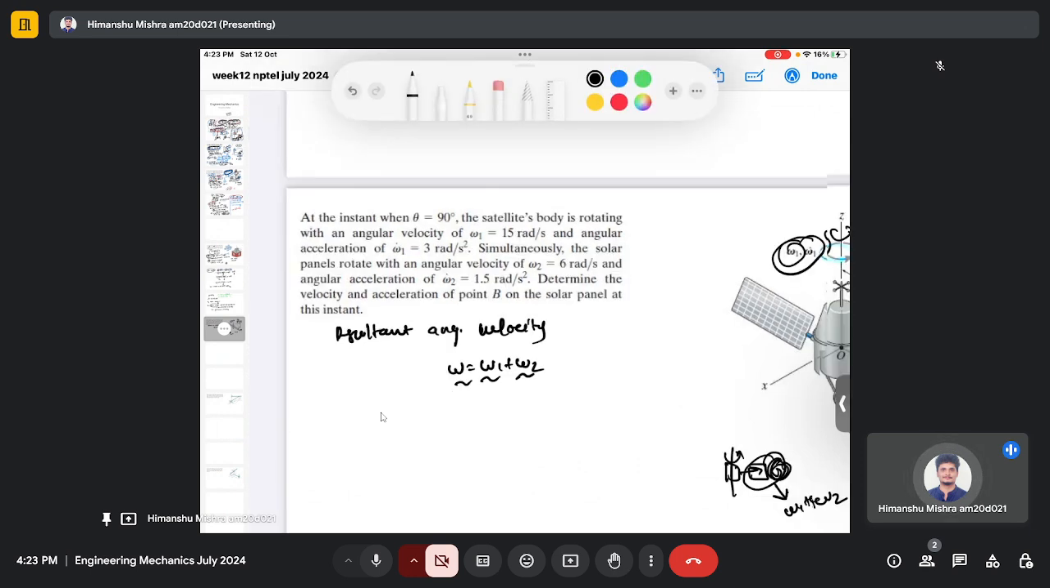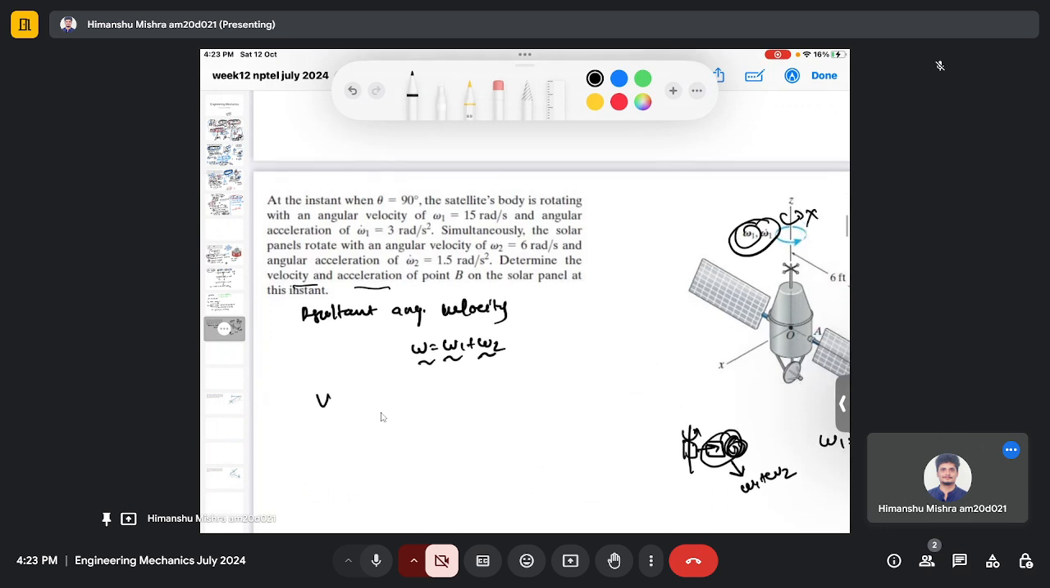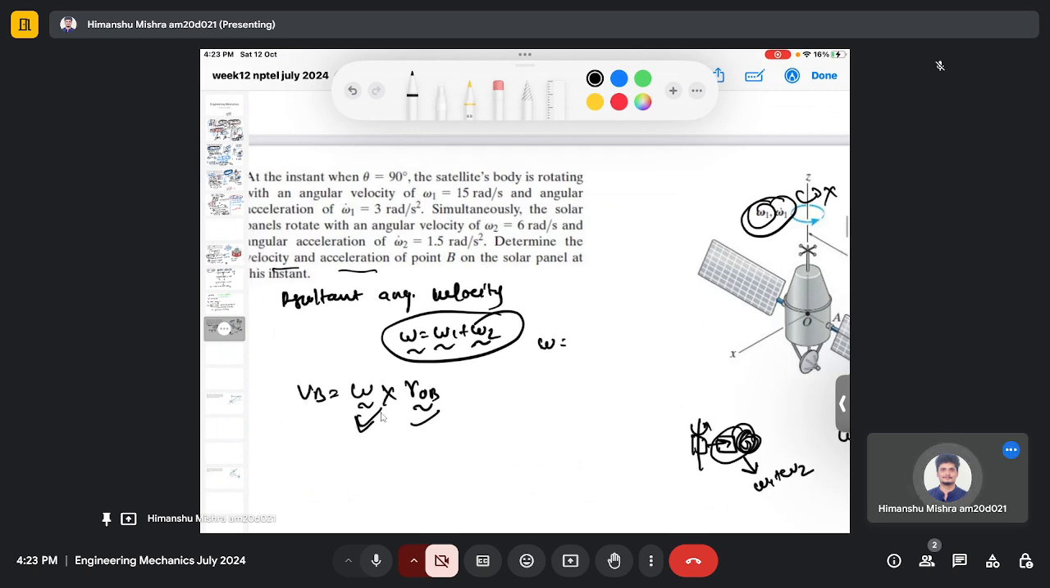Now in order to get the velocity and acceleration of point B, we need to find the velocity and acceleration of this point. We have Vb equals omega cross multiplied by ROB, so we need to find this and this quantity. So the resultant angular velocity can be given by this one, which is omega equal to omega 1, given in the question, 6j plus 15k.